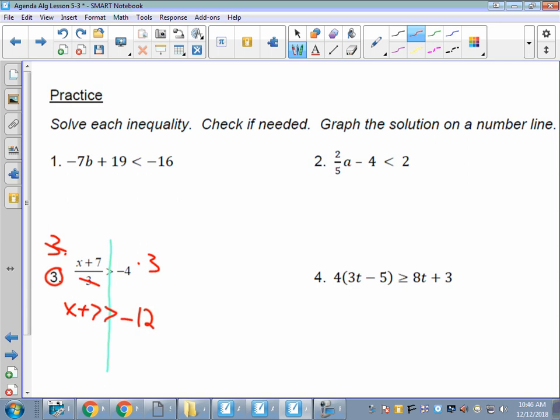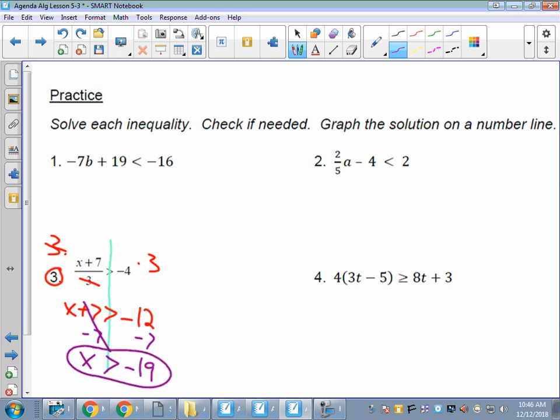Now we know that to solve this, all we have to do is subtract 7 from both sides. We know on the left-hand side that's going to cancel out, and we'll be left with x. On the right-hand side, negative 12 and negative 7 make a negative 19. And we didn't multiply or divide by a negative, so the inequality symbol is going to stay the same.